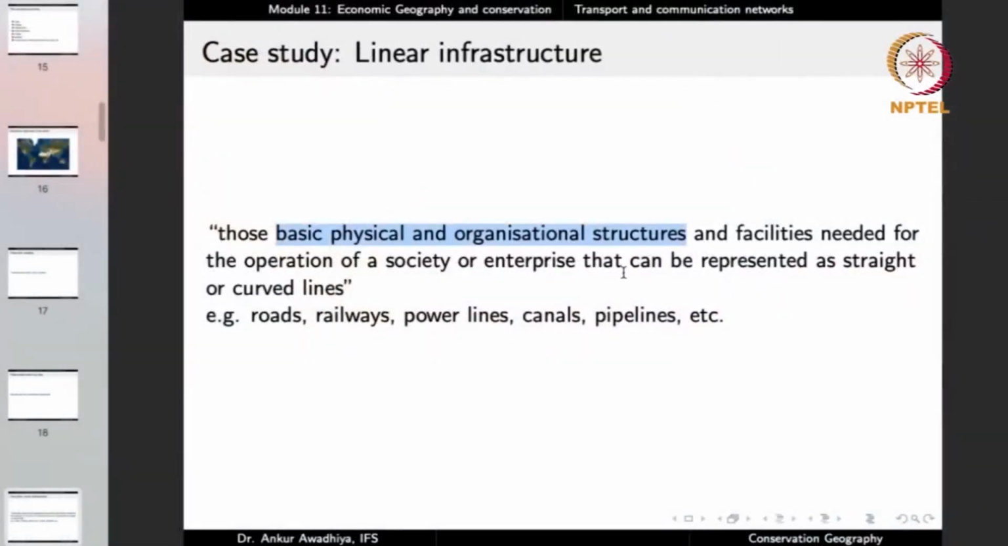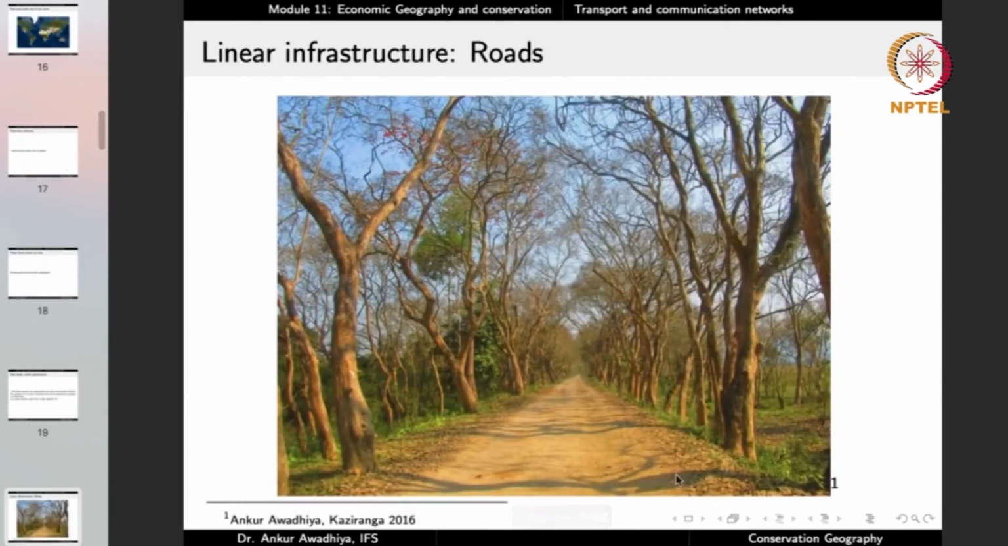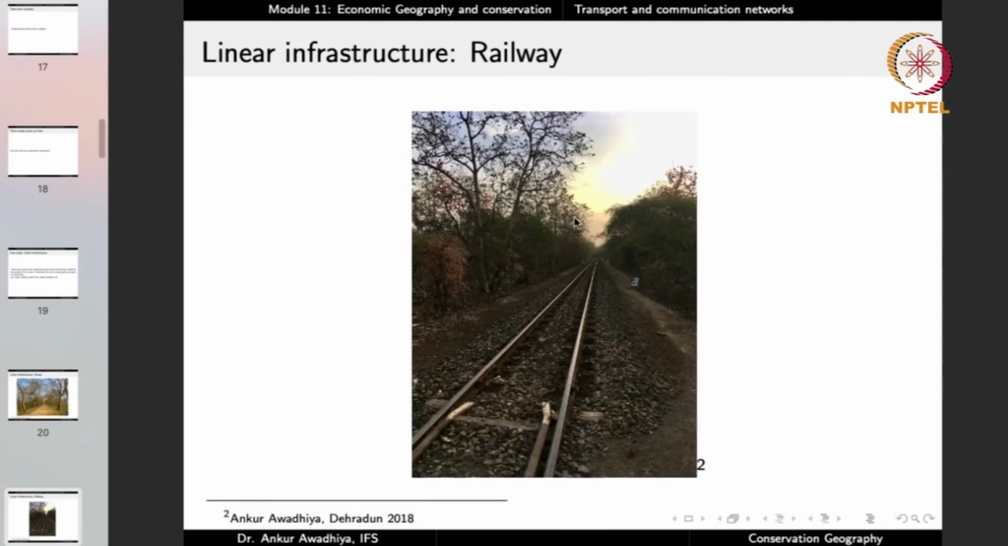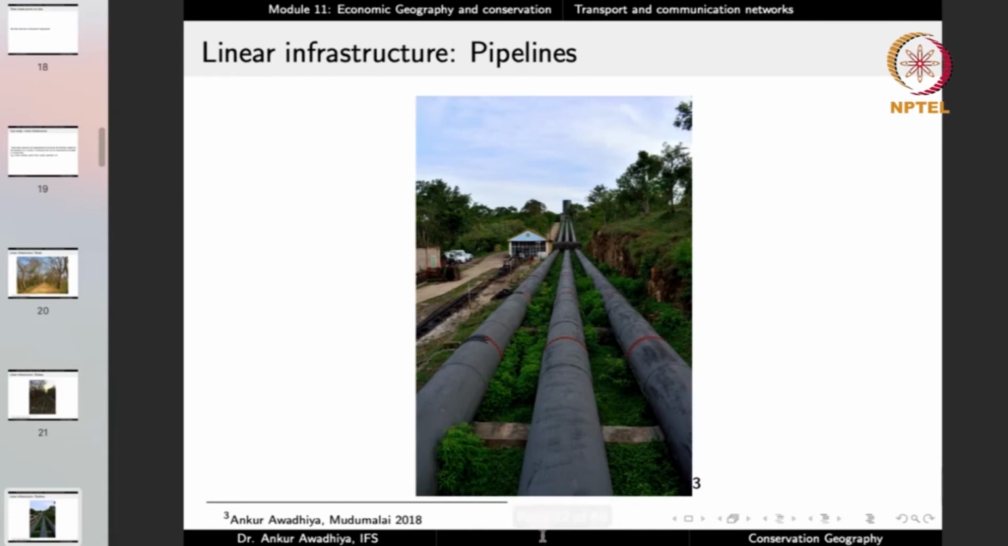So these are basic physical and organizational structures and facilities that are needed for the operation of a society or enterprise and can be represented as straight or curved lines. Good examples are roads, railways, power lines, canals, pipelines, and so on. So for example, when we talk about roads, we can represent them as a straight line or curved line. When we talk about railways, here again you have either a straight line or a slightly curved line. Pipelines, again, these are very linear structures.